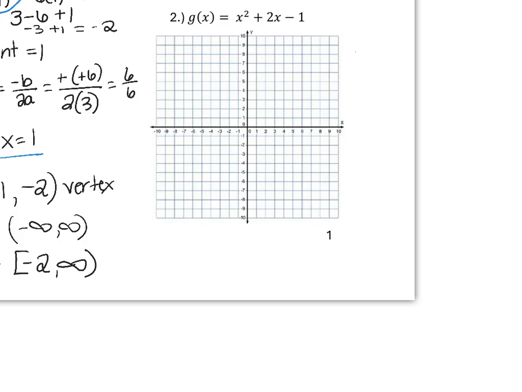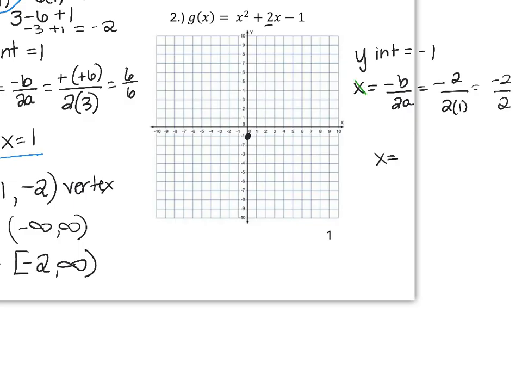See, where's the y-intercept of this function? Good. So we could plot that first. Y-intercept is at negative 1. Our axis of symmetry occurs at negative b over 2a. So negative b is what? This is b, so negative 2. What is a in this quadratic? 1. So negative 2 over 2, so my axis of symmetry is at x equals negative 1.